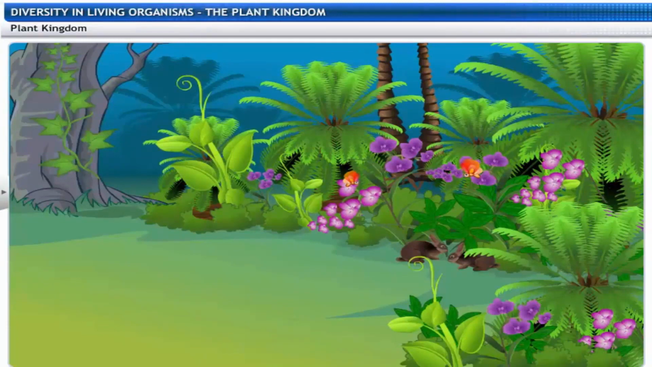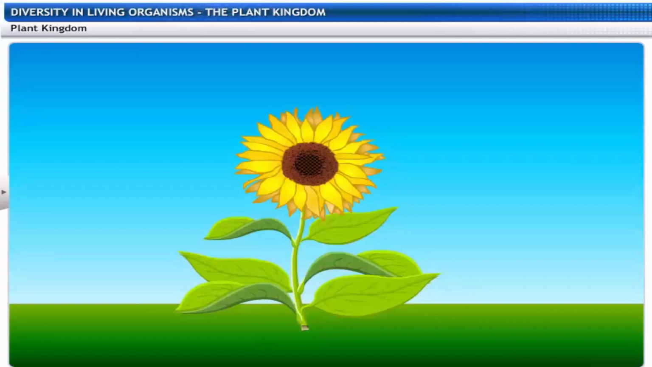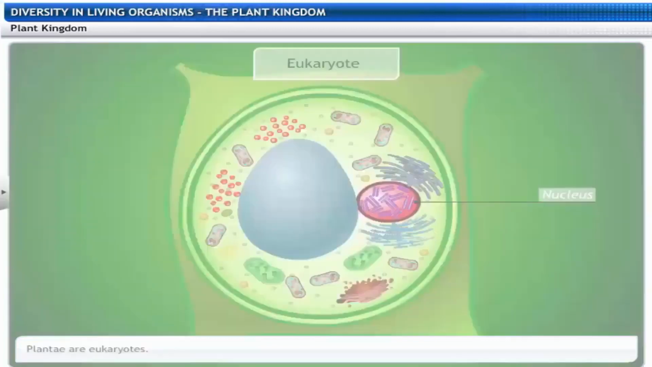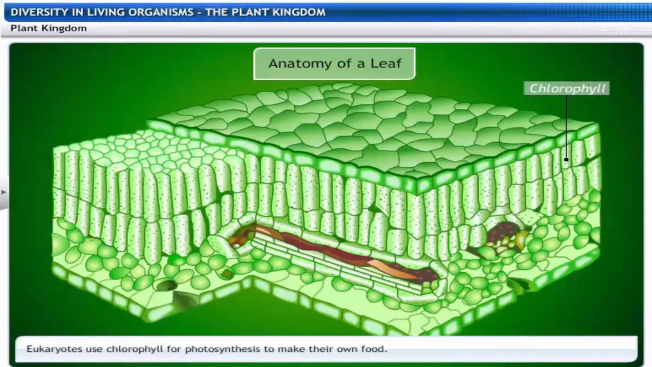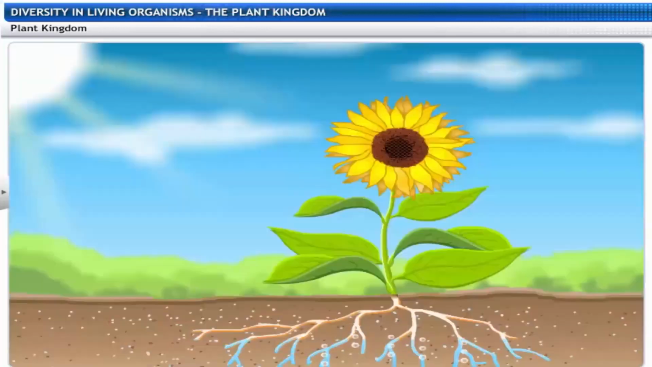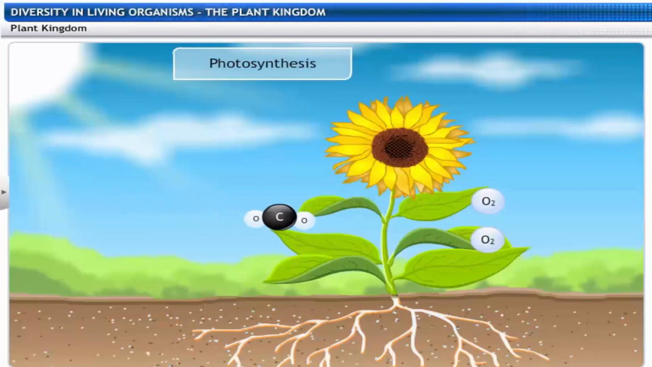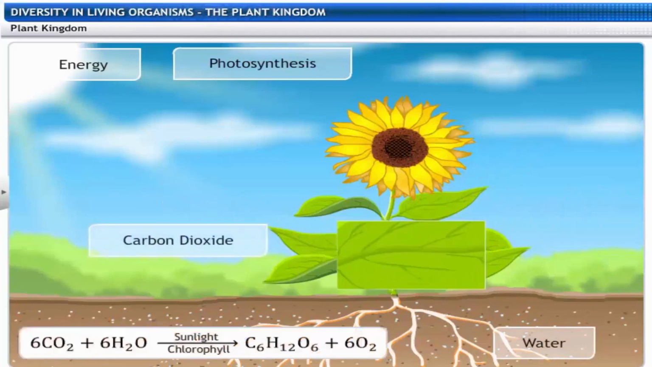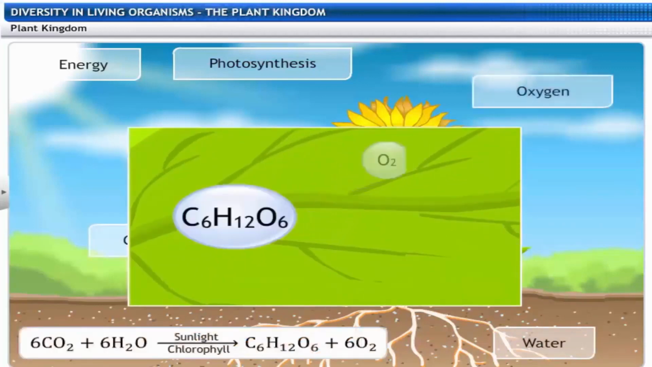Members of the plant kingdom are called plantae. They are set apart from other organisms by two unique characteristics. They are all eukaryotes, and they use chlorophyll for photosynthesis to make their own food. Photosynthesis is the process by which plants use energy from the sun to convert water and carbon dioxide into sugar and release oxygen into the atmosphere.